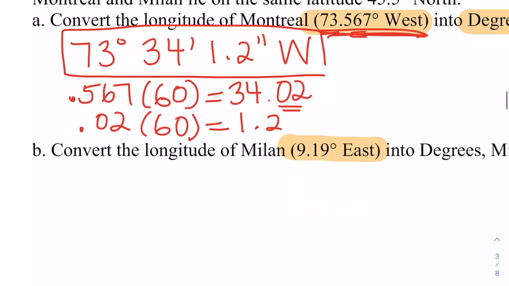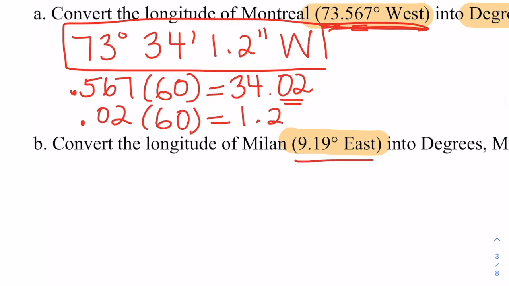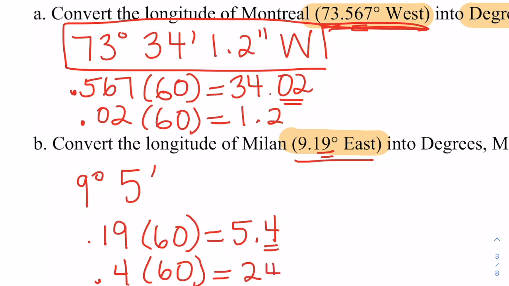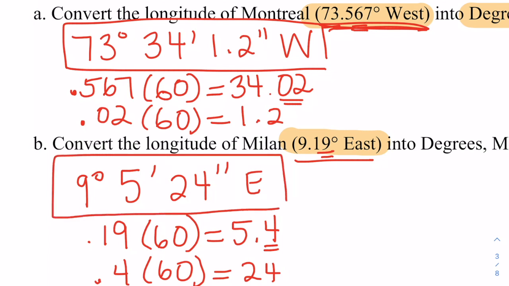Now let's look at Milan. So we have 9 degrees, and we're going to convert 0.19, which is this decimal, into minutes, multiply that by 60. So that equals 5.4. So that's going to be 5 minutes. And then I'm going to take the decimal 0.4 and multiply that by 60, and we get 24 seconds. So Milan is east of Greenwich, 9 degrees, 5 minutes, and 24 seconds.